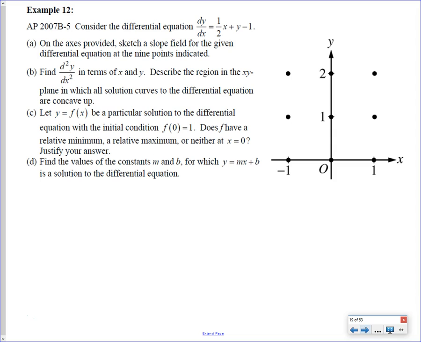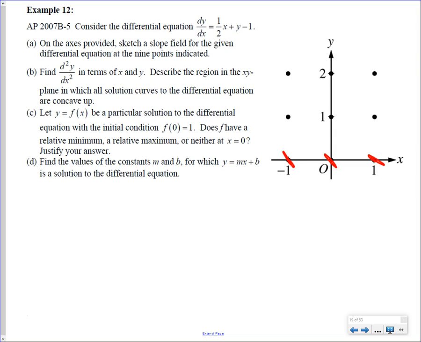At negative 1, 0. Is that going to be negative 3 halves? Yes. Okay. So negative 3 halves would be down 1, 2, 3 over 1, 2, something like that. At 0, 0, well, that's easy. That's just going to be negative 1, so down 1 over 1. At 1, 0, that's going to be negative 1 half, down 1 over 2. So what's happening to the slopes? They're getting less steep. Good.